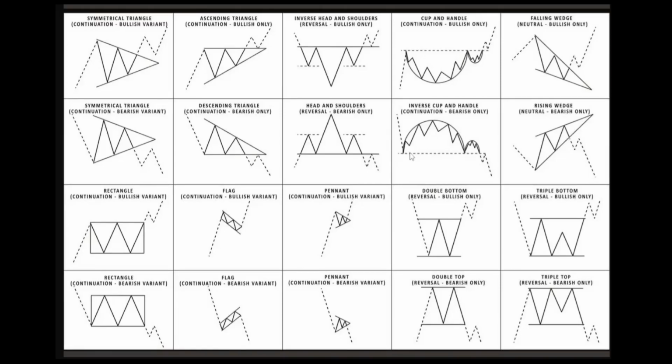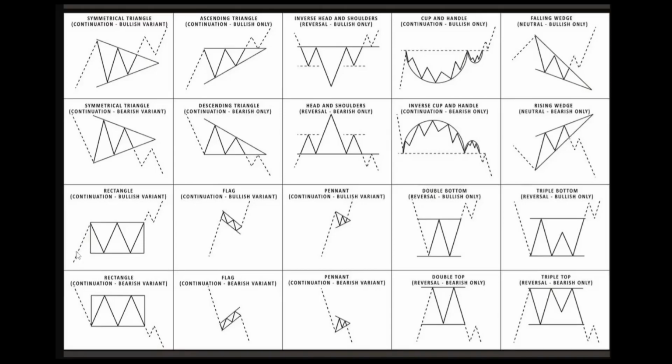Next, we have an inverse cup and handle, which is a bearish continuation pattern. As you can see, the price comes down, makes its big cup, the handle, and then breaks down and continues to the downside. Next, we have a rising wedge, which is a bearish pattern, either continuation or reversal. That's what these neutrals here mean. As you can see, the price comes down, makes this consolidation to the upside, with price getting tighter here before getting its breakdown.